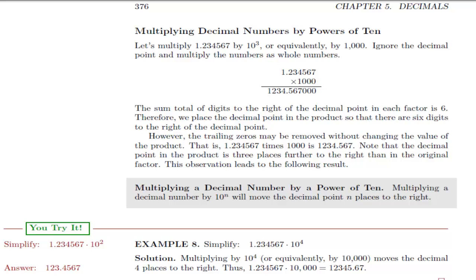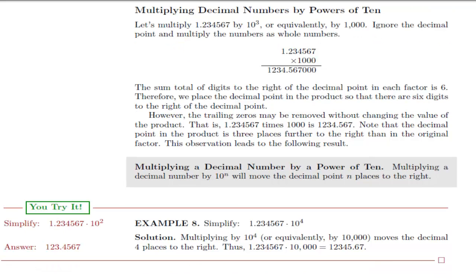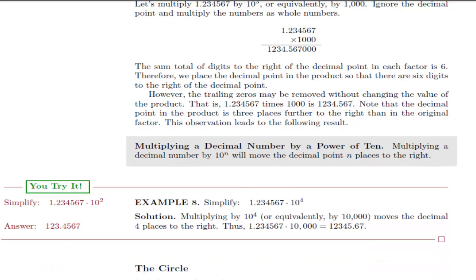That is, the decimal number times 1,000 is... Note that the decimal point in the product is 3 places further to the right than in the original factor. This observation leads to the following result. Multiplying a decimal number by a power of 10. Multiplying a decimal number by 10 to the nth power will move the decimal point n places to the right.